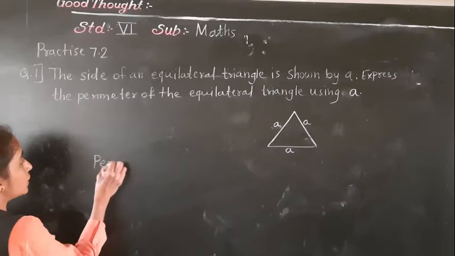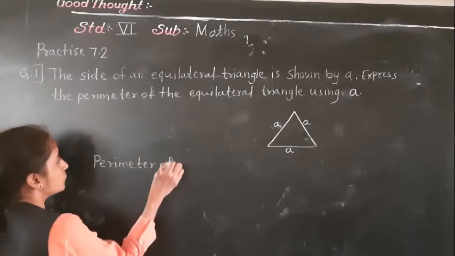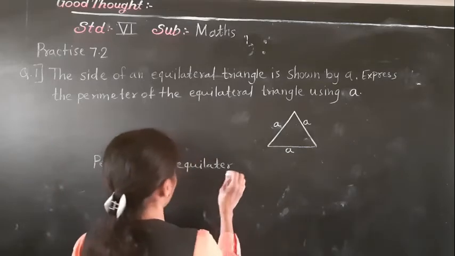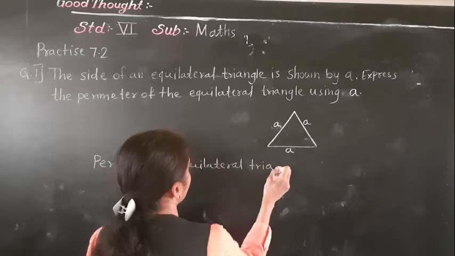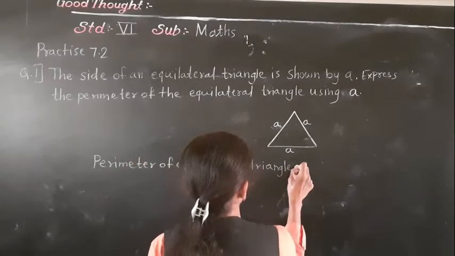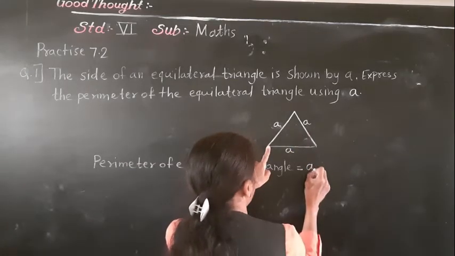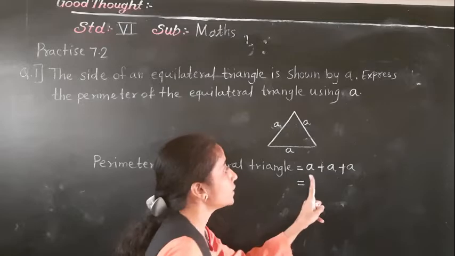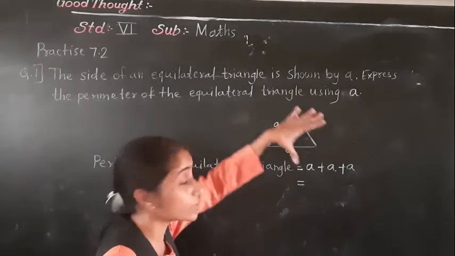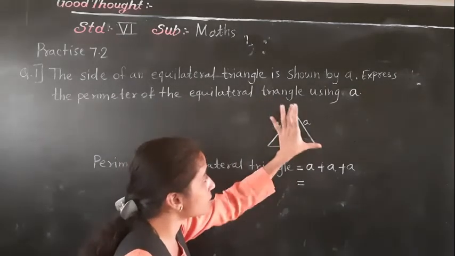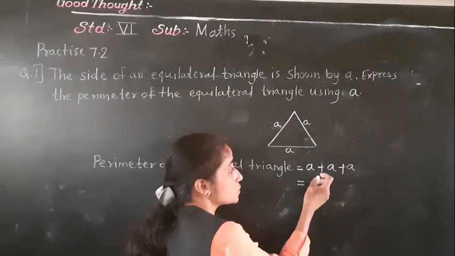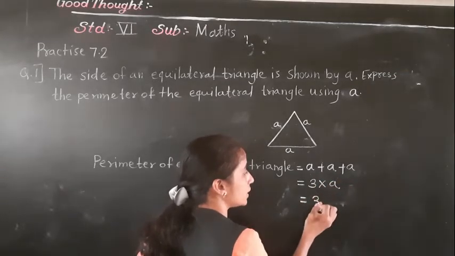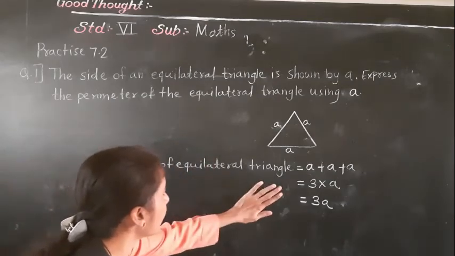So the perimeter of the equilateral triangle is equal to this side A plus this side A plus this side A. How do we find the perimeter? Perimeter means we have to add its sides. So A plus A plus A. How many times A? 3 times A, which means 3 multiplied by A. So the answer is 3A. The perimeter of the equilateral triangle is 3A.